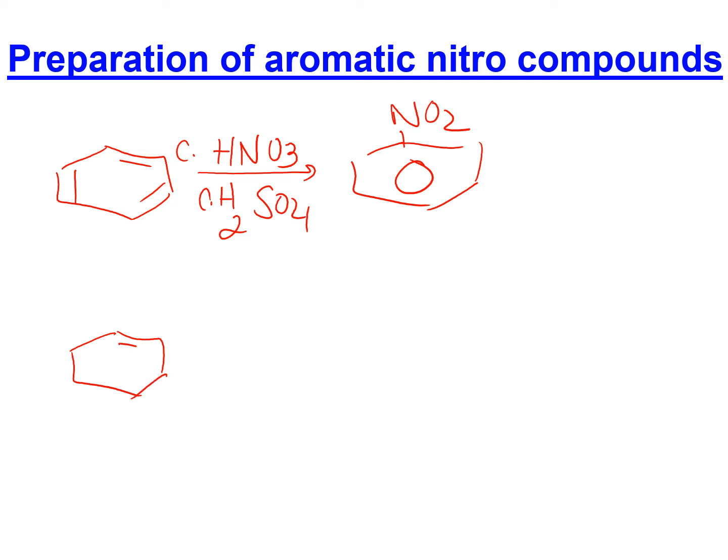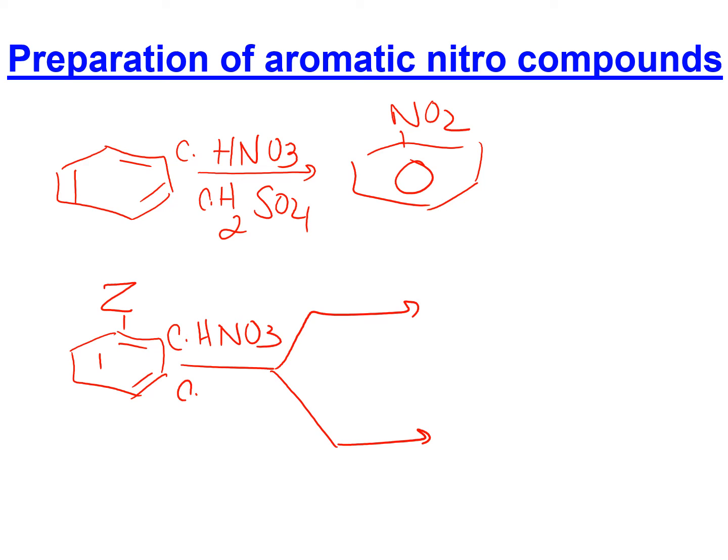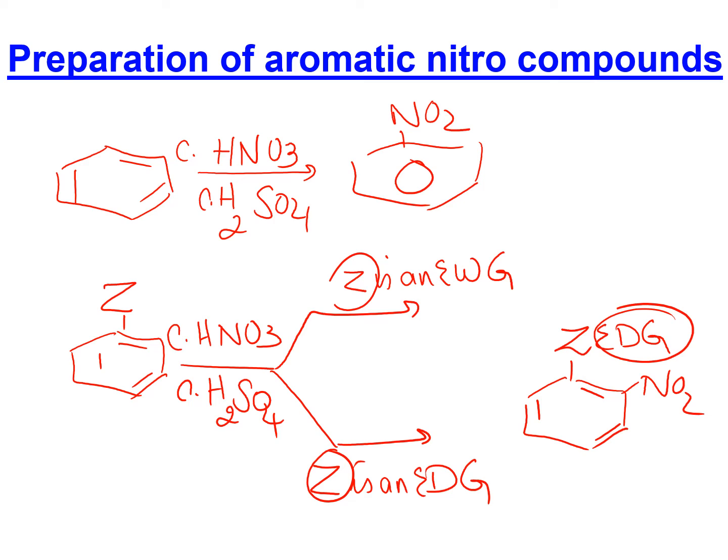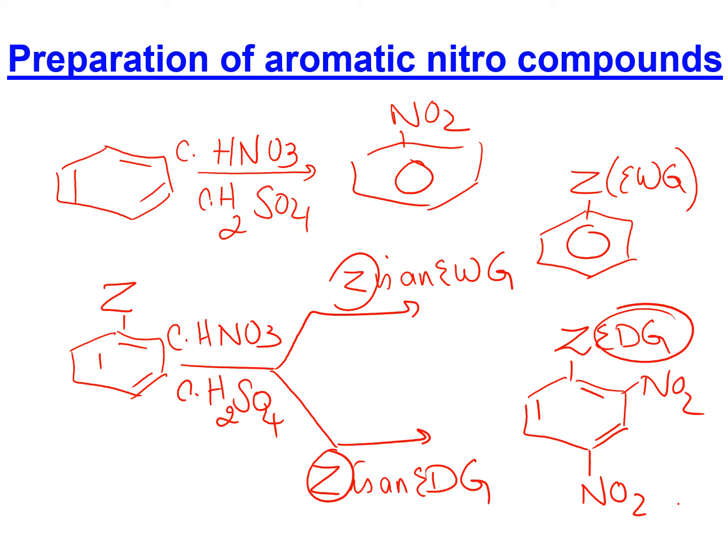However, if the benzene ring has a substituent on it, and you add the nitrating agents, which are the conc nitric and the conc sulfuric, you have two options. If the Z is an electron withdrawing group, this is one option, and if the Z is an electron donating group, this is another option. In case of electron donating groups, your nitro group will be introduced to the ortho and to the para positions. However, if your Z is an electron withdrawing group, your nitro group will be introduced to the meta position. Please refer to the videos of the aromaticity to remember why this takes place.